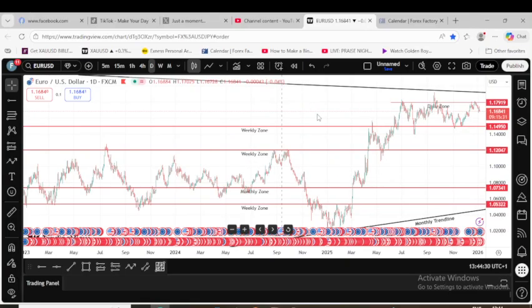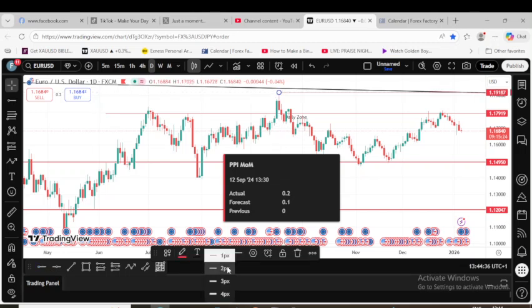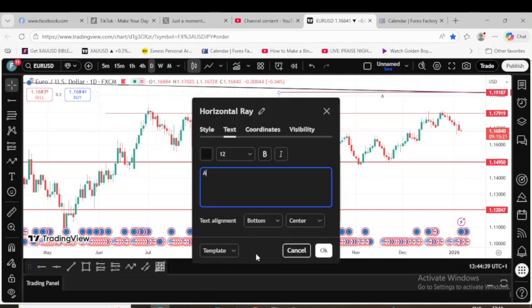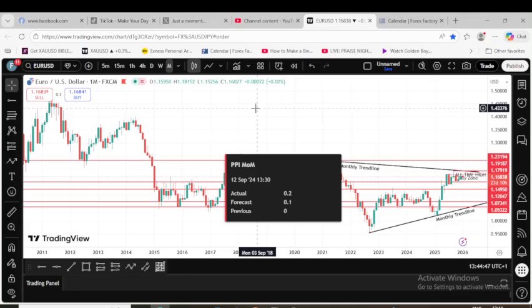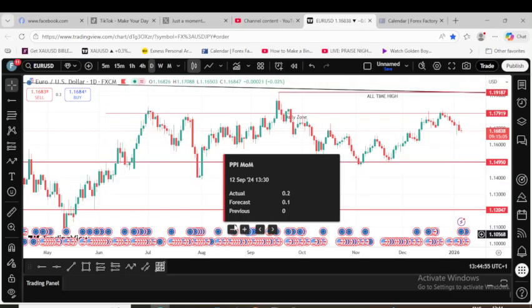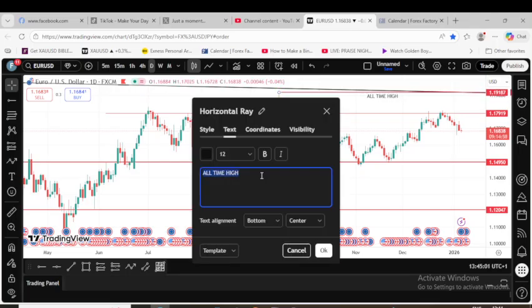This point is our overall highest high. Sorry, what do I usually call it? All-time high here. But let me check on the weekly and monthly time frame just to make sure that this is really our all-time high. Okay, so this is not our all-time high, but it's the most recent highest high.